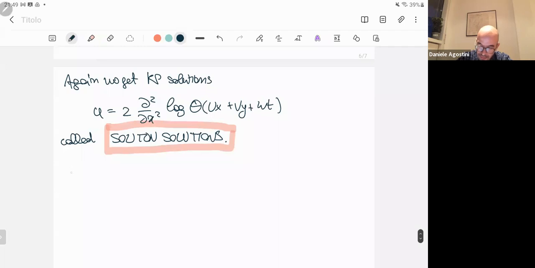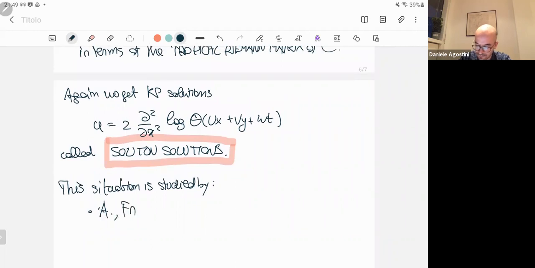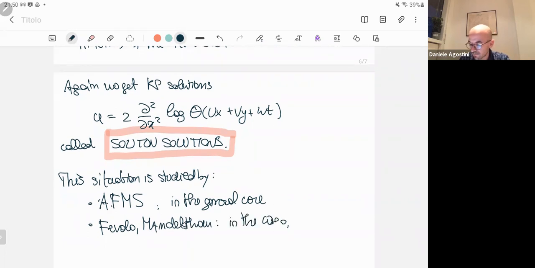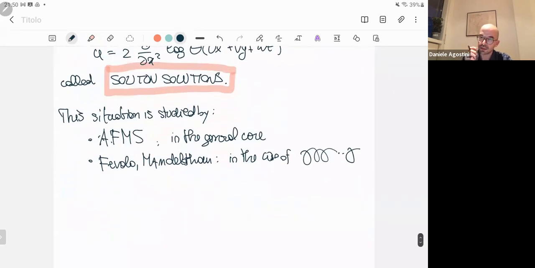This situation is studied in at least two papers: the paper by Favola, Mandelstam, and Sturmfels in this general case, and another paper by Favola and Mandelstam, in which they focus on a particular case of this curve. Here they connect to something that I like, and they go in the direction of the Schottky problem for such curves.